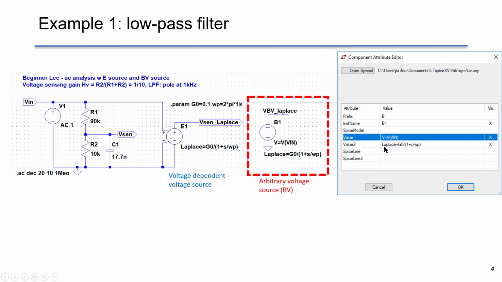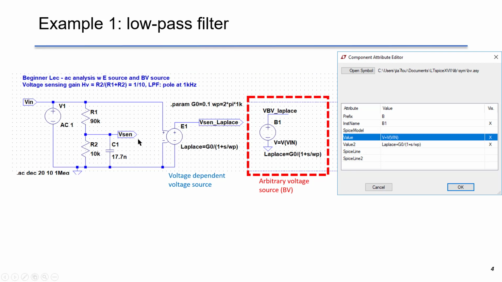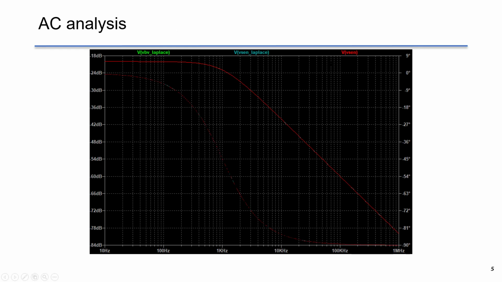The Laplace transform equation is written here. This is the same equation as in the voltage-dependent voltage source E1, and we use the same parameters G0 and omega p. This is the AC analysis result. We can see the three output signals are overlapping and identical in the Bode plot. These three signals are V-sense, V-sense Laplace, and V BV Laplace. Again, they are identical to each other and have the same result.